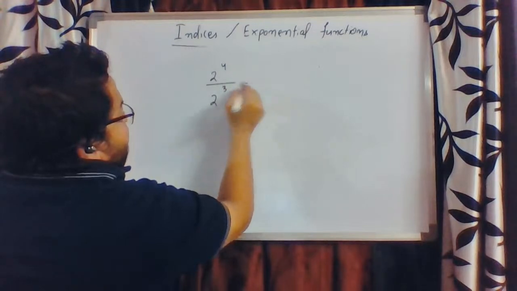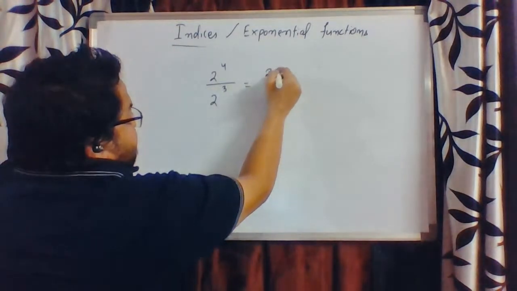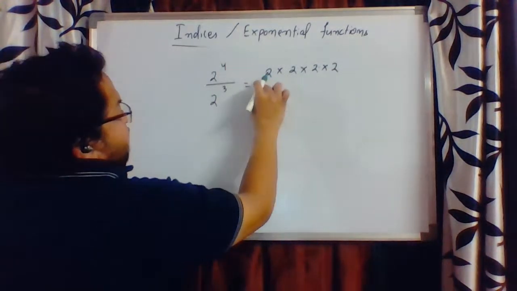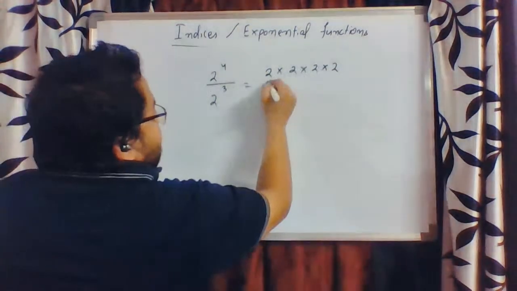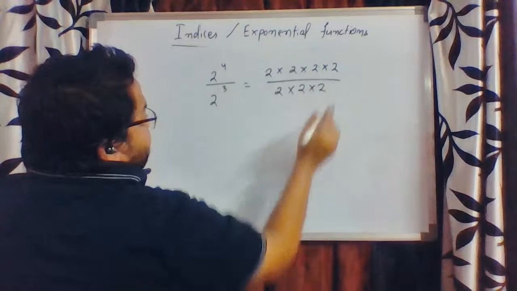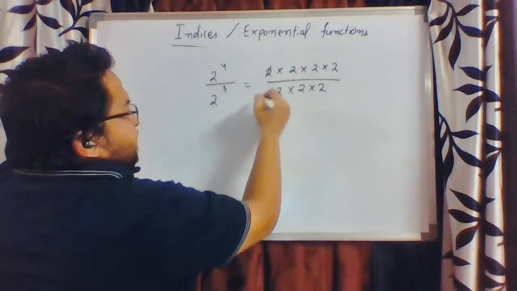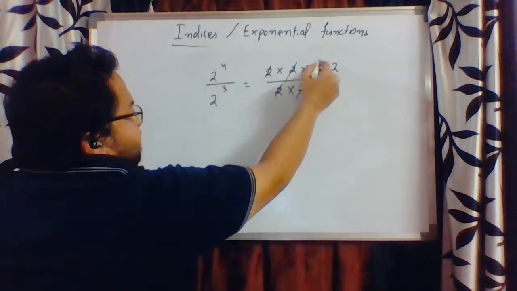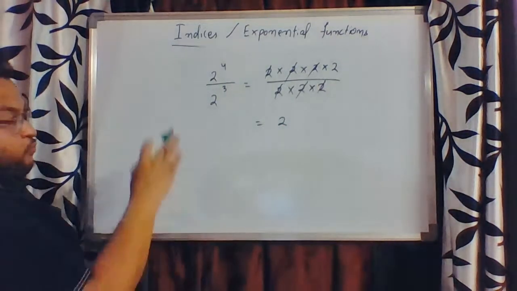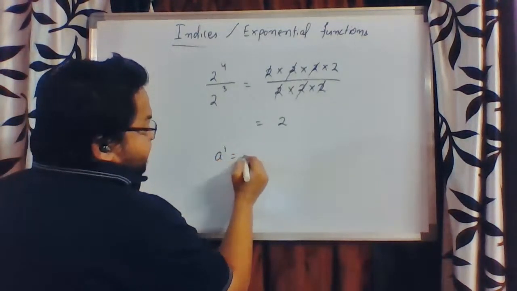So let us follow our rule number 1. Any positive number as a power means that base multiplied with itself that many times. So in 2 to the power 4, I multiplied 2 with itself 4 times, divided by 2 to the power 3, so 2 into 2 into 2, 3 times. 4 times in the numerator, 3 times in the denominator. So obviously these two cancel out, these two cancel out, these two cancel out. What I get is nothing but 2. Now, we know from our rule number 2 that a to the power 1 is nothing but a.